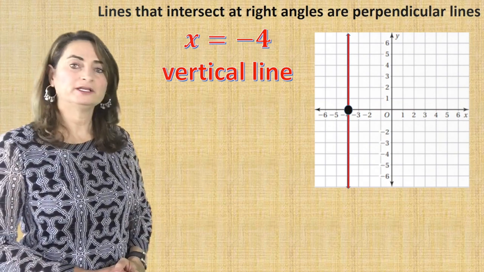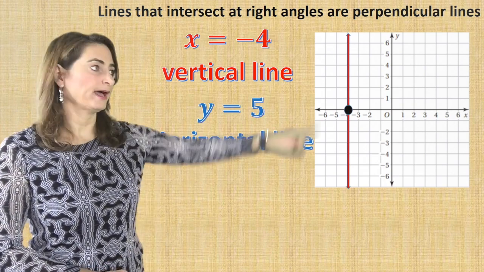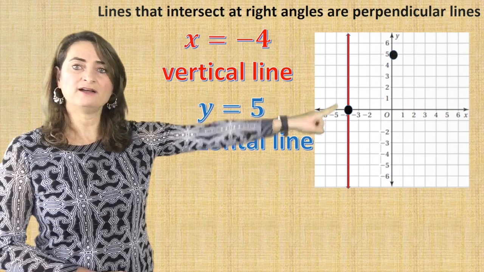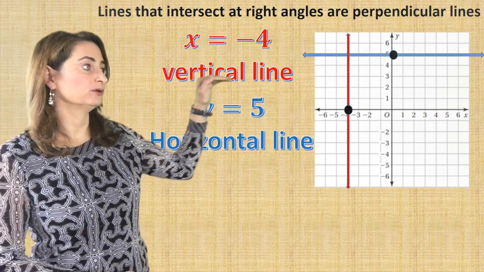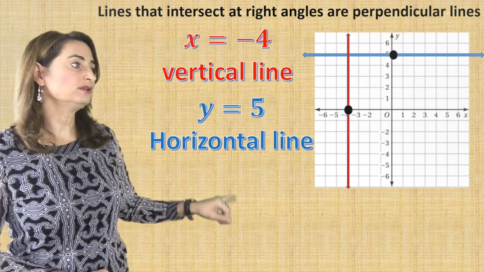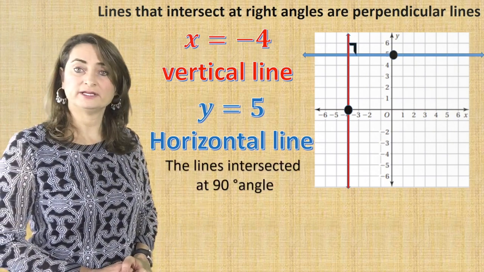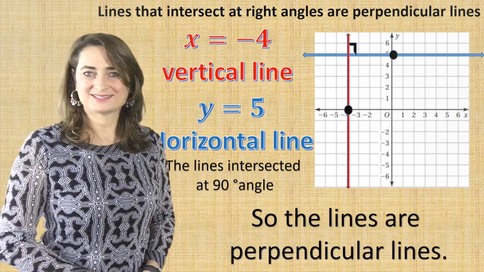That is a vertical line crossing the x. Now let's graph y equals 5, and that would be a horizontal line. So go to the y-axis, find +5, put that black dot, and draw a line through it, and it will be a horizontal line crossing the y at 5. Watch how the lines intersect at a 90-degree angle. So the lines are perpendicular lines.